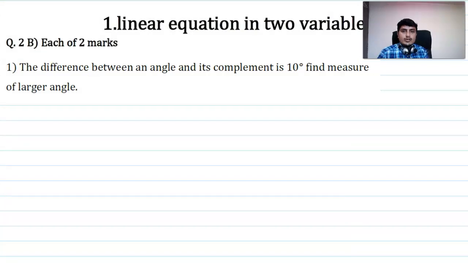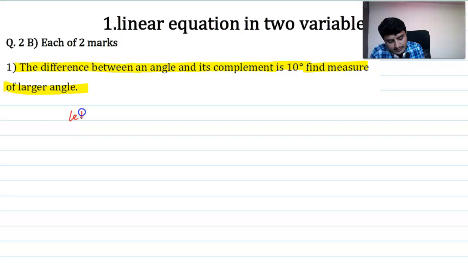Now look at question number 2b. Each of the 2 marks questions we are having. First question: the difference between an angle and its complement is 10 degrees. Find the measure of the larger angle. So read the question carefully once. We are given 2 angles that are complementary, whose difference is 10 degrees, and we have to find the measure of the larger angle.